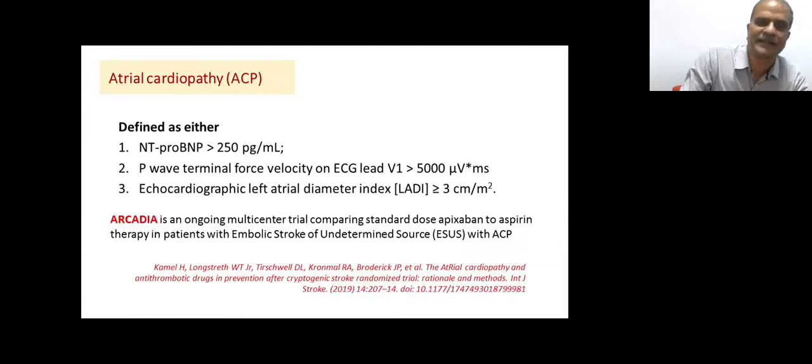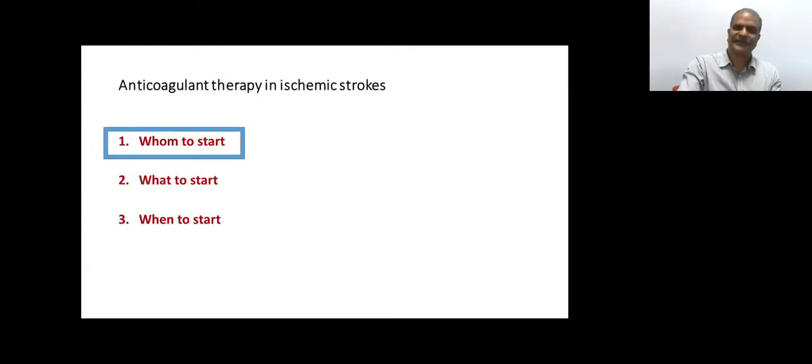Another newer indication is something called atrial cardiopathy. So sometimes you'll have a patient with atrial fibrillation, and you have to look at this. This is something new, where there are definite criteria being developed. And there is a study called the ECARDIA study, which is going on to see whether anticoagulation in this particular condition will be beneficial or not. So these are the patients where you have to consider starting anticoagulation, for cardiac and non-cardiac causes of strokes or TIAs.